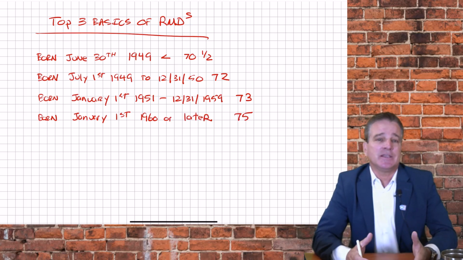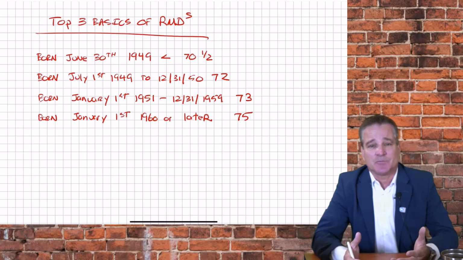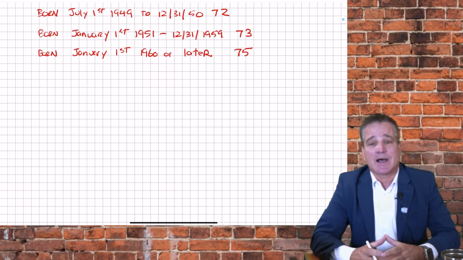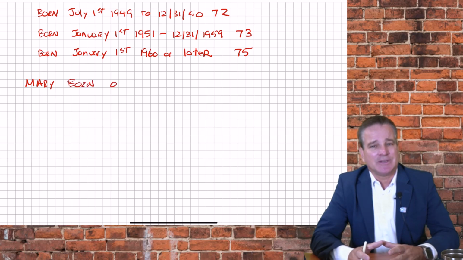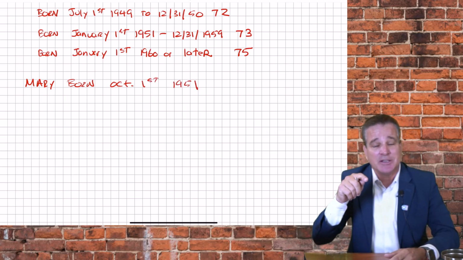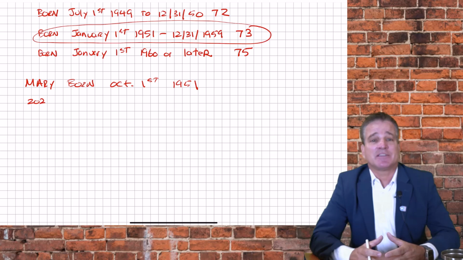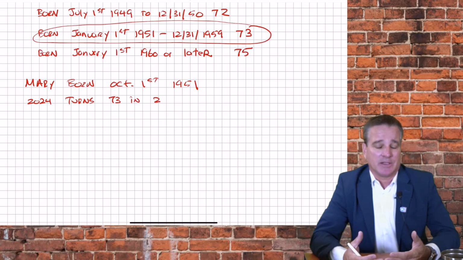The first RMD year is the calendar year in which an IRA owner turns one of the ages I just mentioned. It does not matter if the actual birthday is January 1st or December 31st. Let's sketch out an example, and we'll take Mary, who was born October 1st, 1951. So looking at the chart, we discover her RMD age is 73. Which happens to be this year in 2024. So we know Mary is 73 this year and she needs to take an RMD. And that would be her first RMD this year.